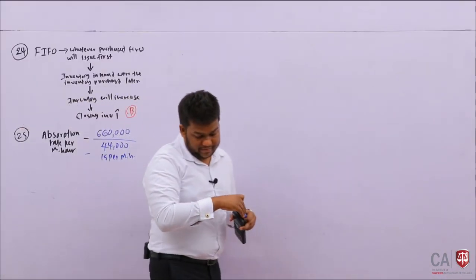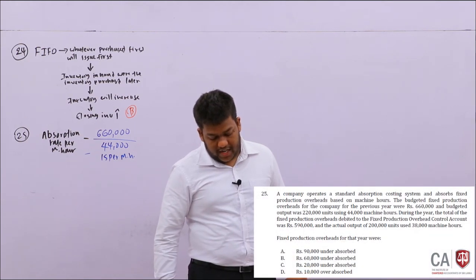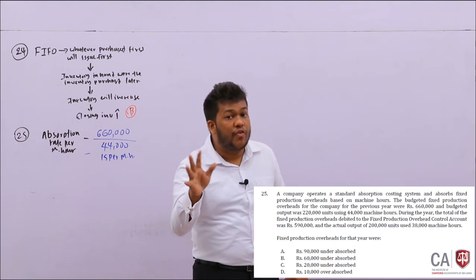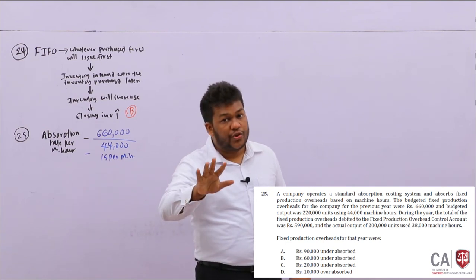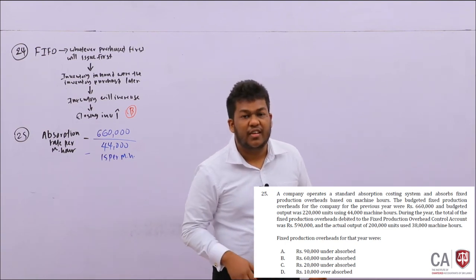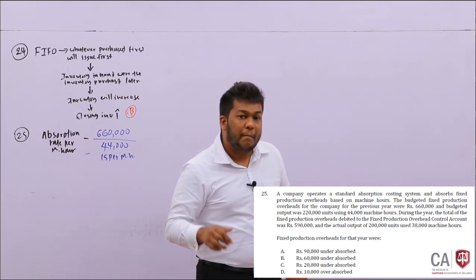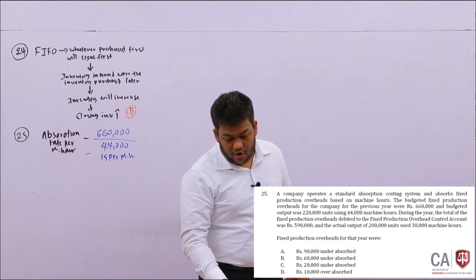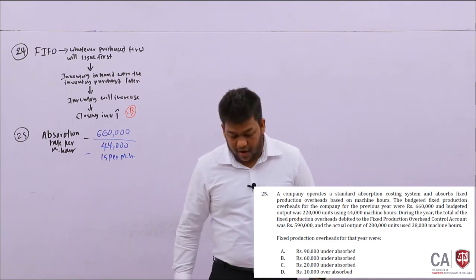Then what are they telling? During the year, the total of the fixed production overhead debited to the fixed production overhead control account was rupees 590. What is that? That is the actual production overhead. And the actual output of 200,000, that we don't care. Why? We are allocating the fixed overhead based on machine hours. So the actual output of 200,000 units uses 38,000 machine hours.